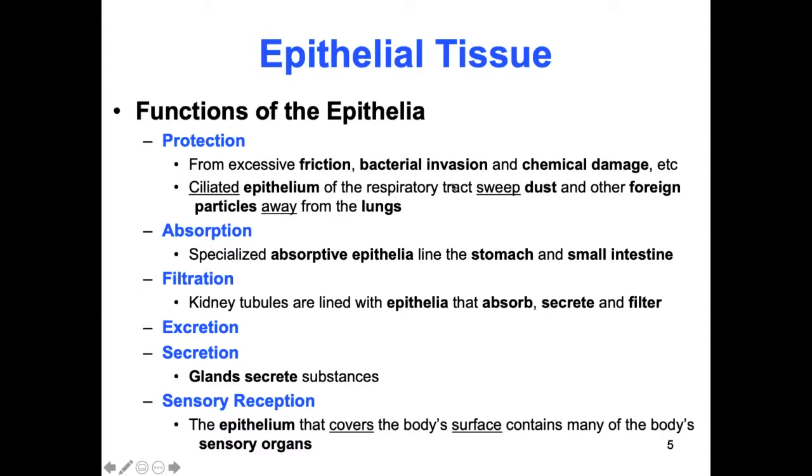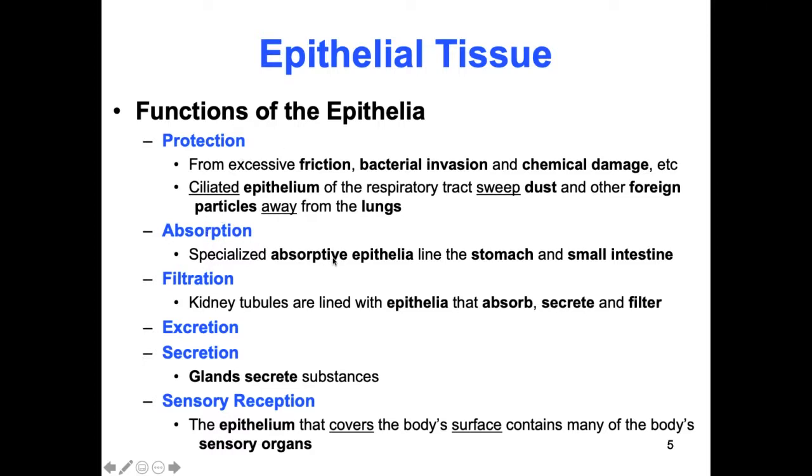But cilia, especially in the respiratory tract, are sweeping up dust. They're beating rhythmically from inferior to superior to make sure that if there are any foreign particles getting into the airway, it beats them upward, keeping them away from the lungs so that eventually you can go, right, and cough it up and out.